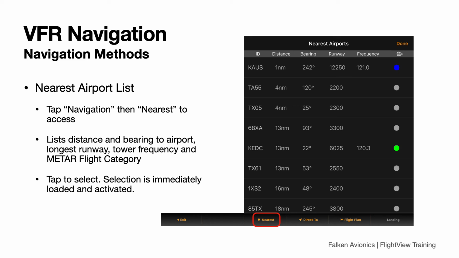The nearest function is usually used in emergency situations, where you need to be on the ground at an airport with enough runway to land safely, ASAP. It lists the nearest airports, ordered by distance from your current location. It shows the distance in nautical miles, bearing, the length of the longest runway, the tower frequency, if any, and the flight category using the same green, blue, red, magenta coding as the airport METARs. To go to a nearest airport, just tap it. It will immediately be loaded and activated.